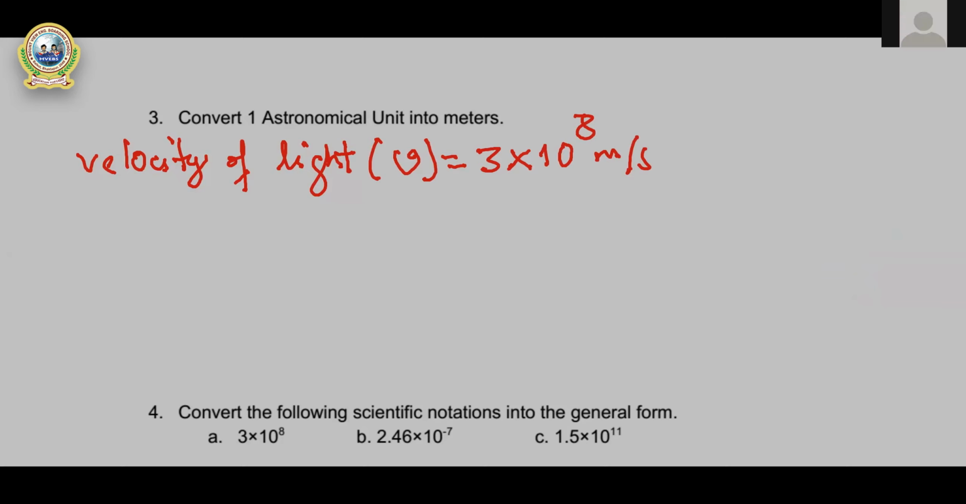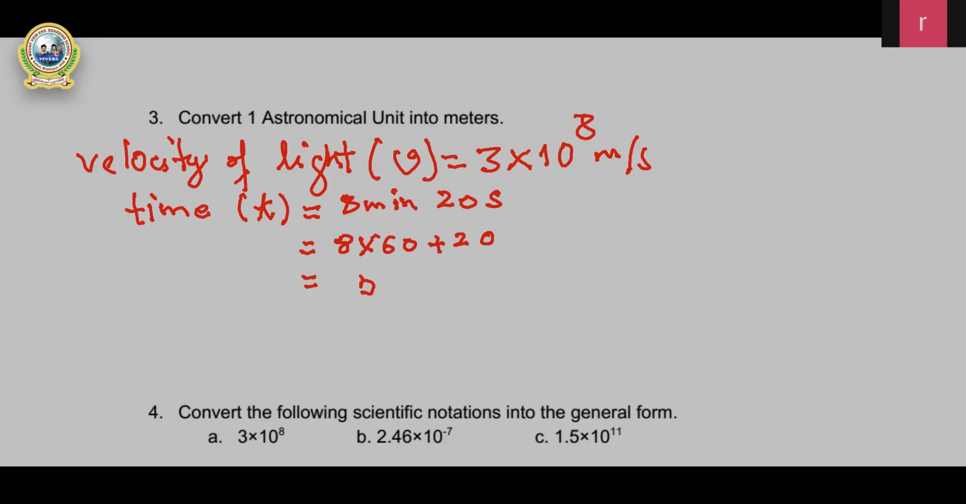Then, students of class 9, you must know the time taken by the light to reach the earth from the sun. How much time is taken by the sunlight to reach the earth? It is 8 minutes 20 seconds. This is like general knowledge also. So 8 minutes 20 seconds means 8 into 60 seconds plus 20. Finally, it is 500 seconds. Now you have the answer. So the sunlight takes about 500 seconds to reach the earth.